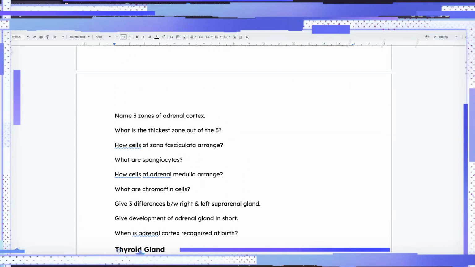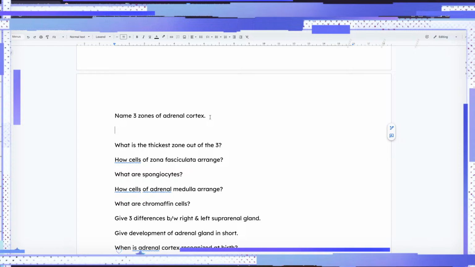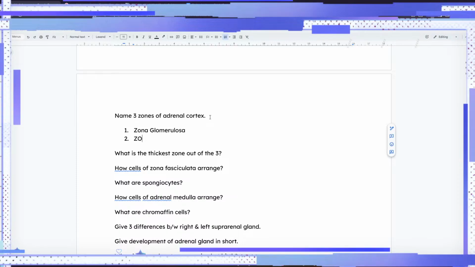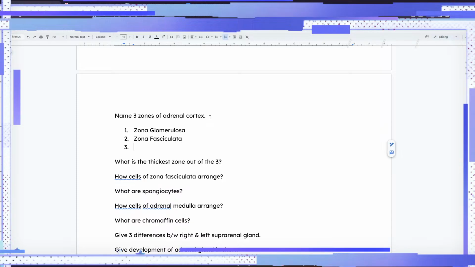Okay, name three zones of the adrenal cortex. That's a pretty fair question. There's the zona glomerulosa, zona fasciculata, and zona reticularis. Right? Fair enough. Come to think of it, anyone can use these, right?